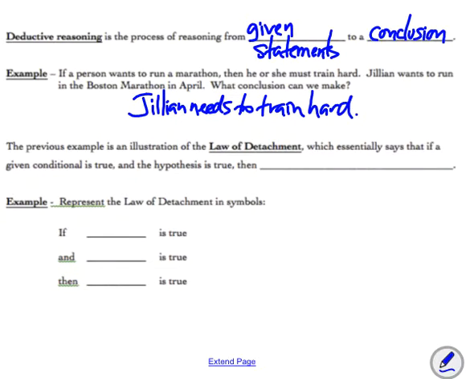And this actually is an example of what we call the law of detachment in logic and logical theory. Law of detachment essentially says that if a given conditional is true and the hypothesis of a separate related statement is true, then the conclusion is true as well.